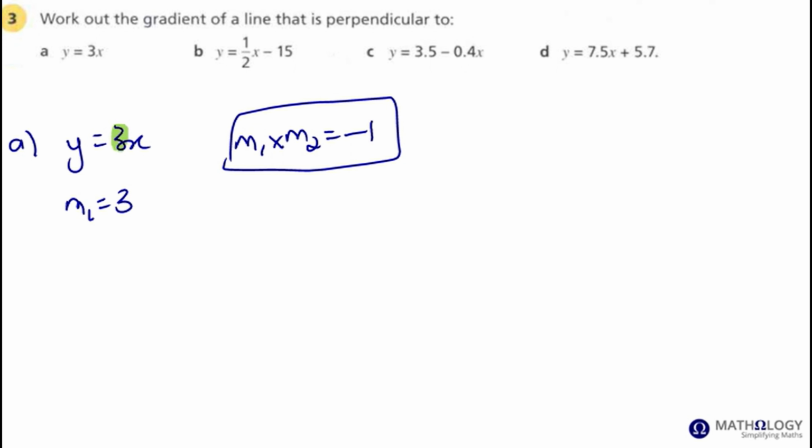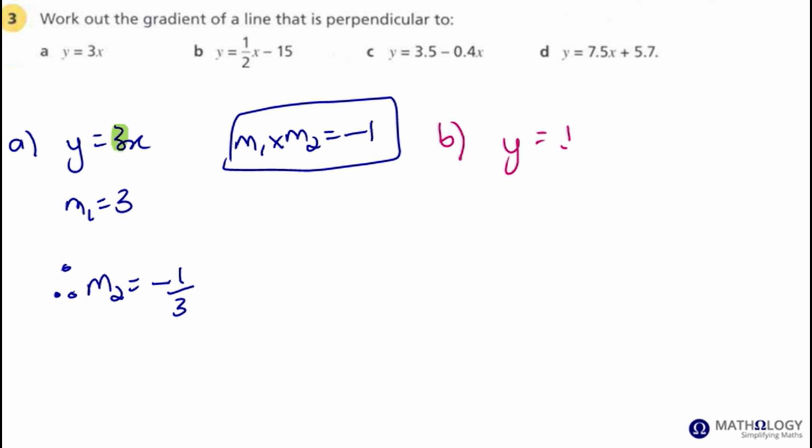Now we want the gradient of a line that is perpendicular to this. They're not asking for the equation of the perpendicular line. They just want to know what its gradient is. So we're just going to say, therefore, gradient 2 is the negative reciprocal of 3. So it will be minus 1 over 3. That's all we need to do.